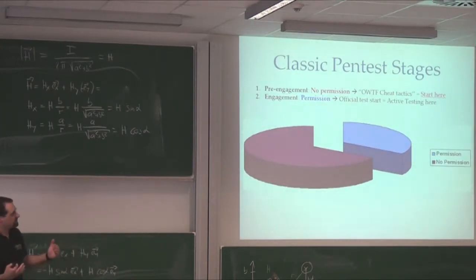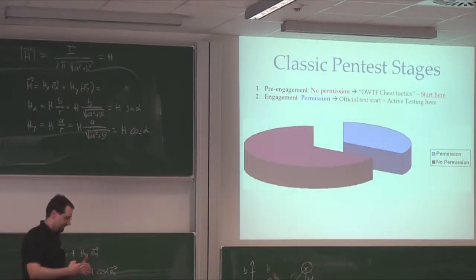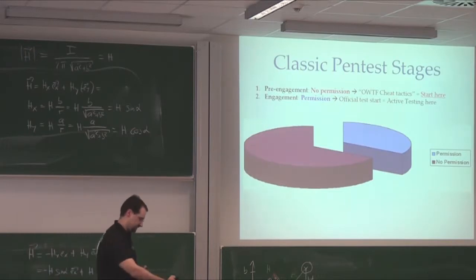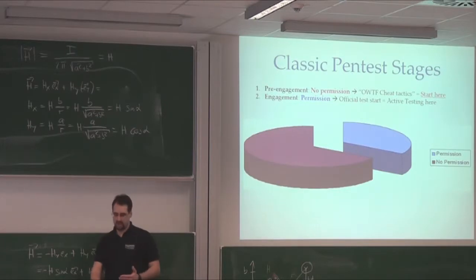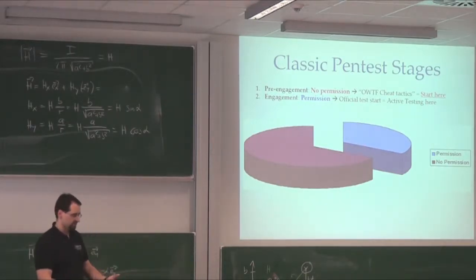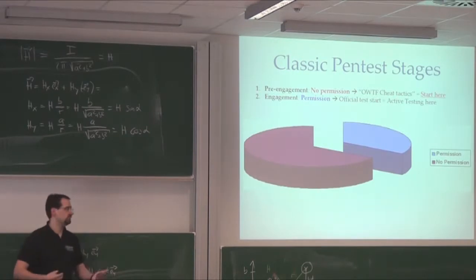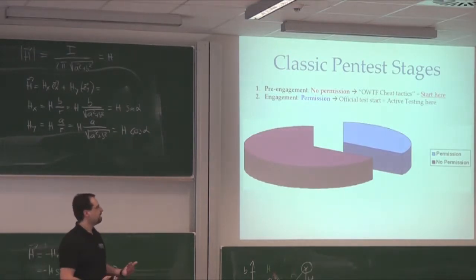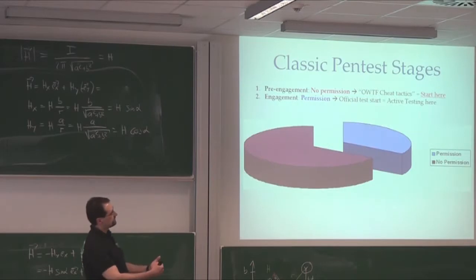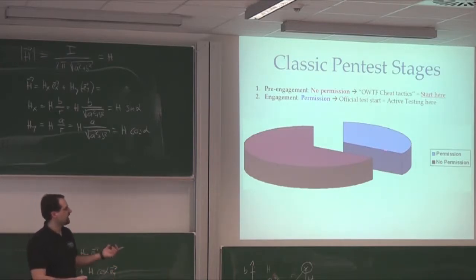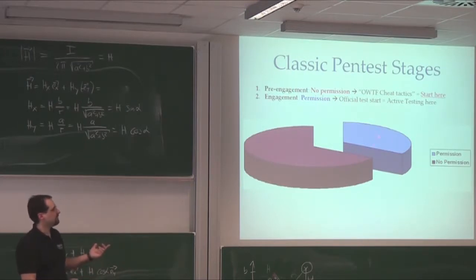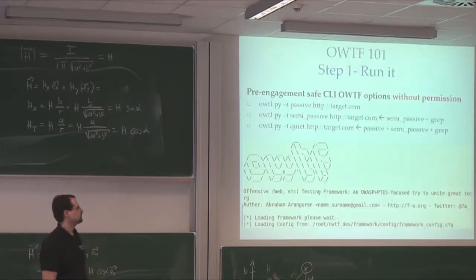So what we're trying to do is, in a normal pen test, you have two stages, right? You have engagement, which is when you are supposed to test, and pre-engagement, which is when you're still in negotiations with the client, and you're still not supposed to be testing anything. And what we're trying to do is move as much work as possible from the engagement part into the pre-engagement part, so that during the engagement, we have the best chance to get in, and we can use this time as efficiently as possible.